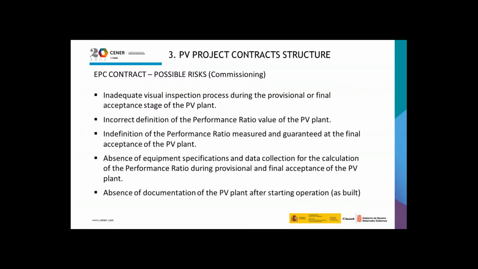And finally, from the point of view of commissioning, the possible risks in the EPC contract are the inadequate visual inspection process during the provisional or final acceptance stage of the PV plant, the incorrect definition of the performance rating value of the PV plant, the indefinition of the performance rating measured and guaranteed at the final acceptance of the PV plant, the absence of equipment specifications and data collection for the calculation of the performance rating during provisional and final acceptance of the PV plant, and the absence of documentation of the PV plant after starting operation.